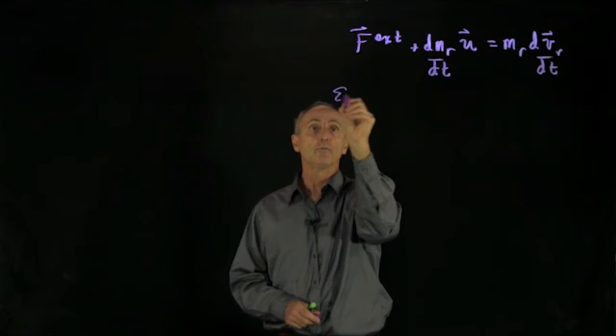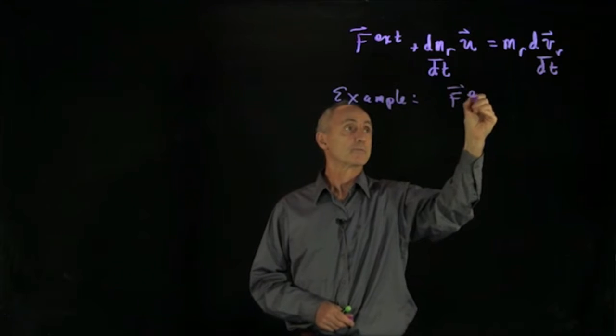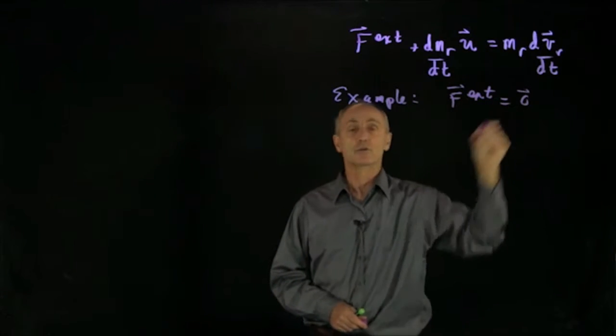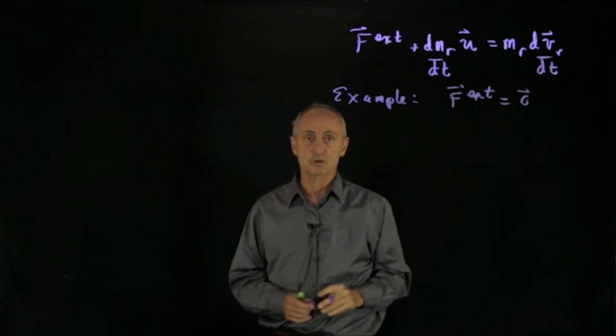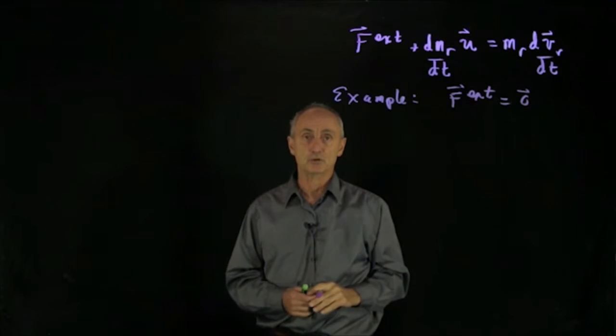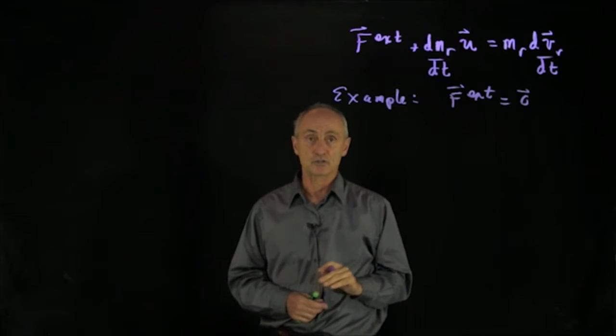So our first example will be a case when there's no external force. Now, this might be characteristic of a rocket that's far away from any type of gravitational interaction and is either speeding up or slowing down. This is a special case that will enable us to understand our problem.